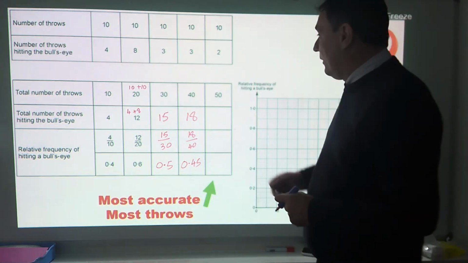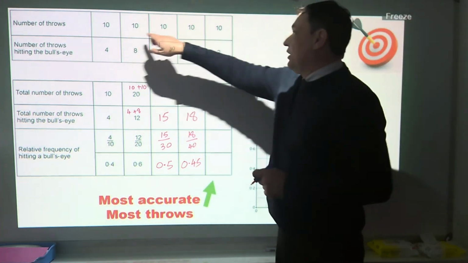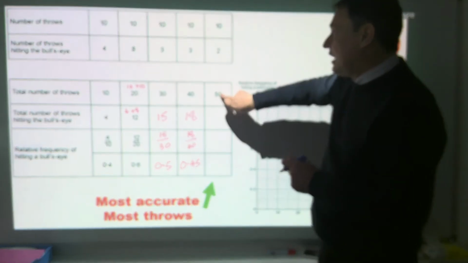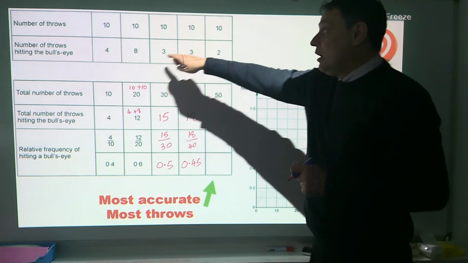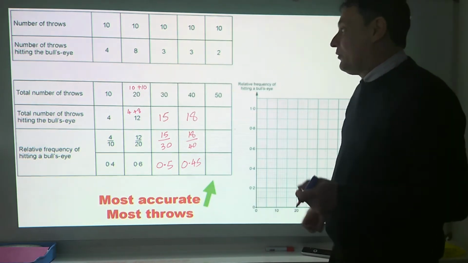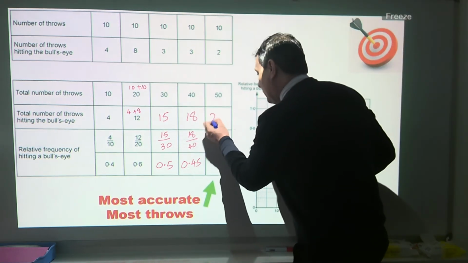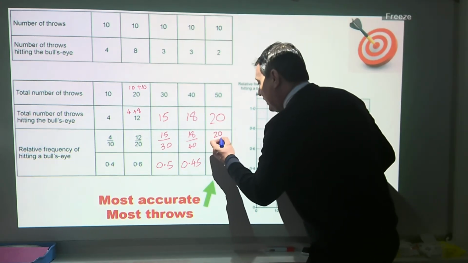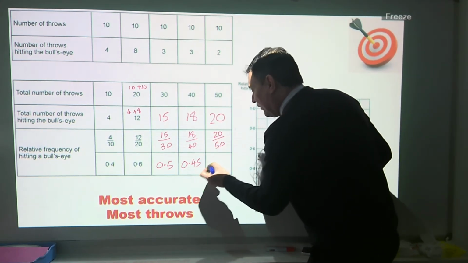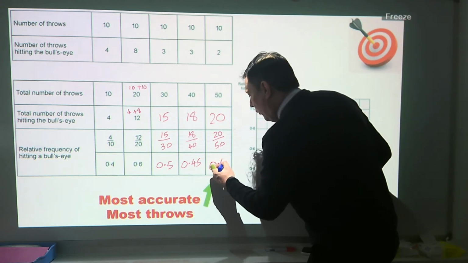And then the final one then, 50, because we've got 10, 20, 30, 40, 50 there. That's where the 50 comes from. Add the 2 to the 18, because all of these numbers will now add up to 20. So 20 adding up as we're going along. Relative frequency, 20 out of 50. And as a decimal, that will come out to be 0.4.